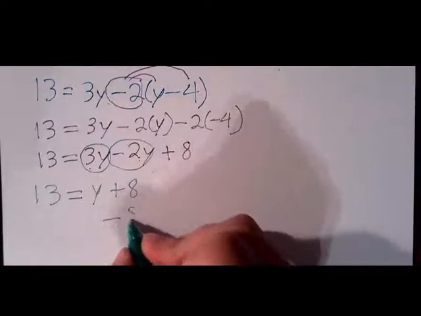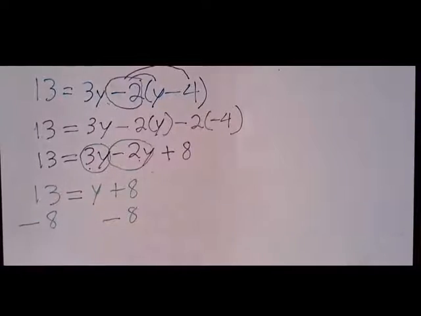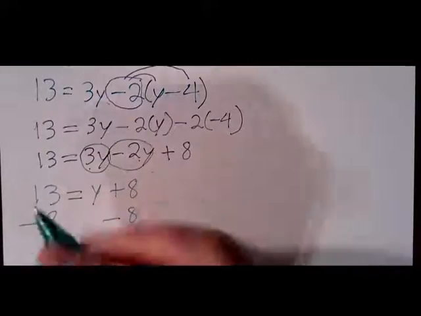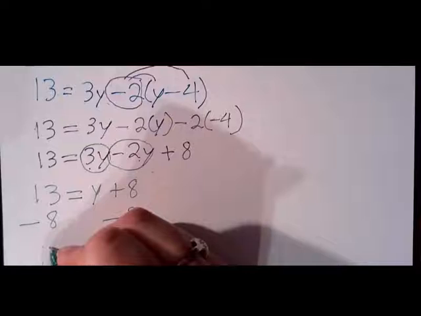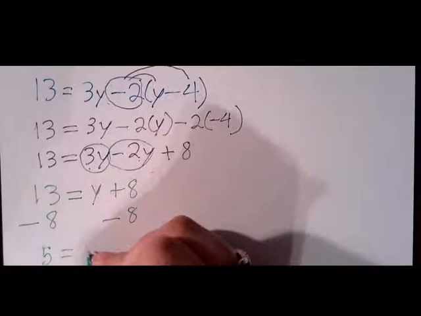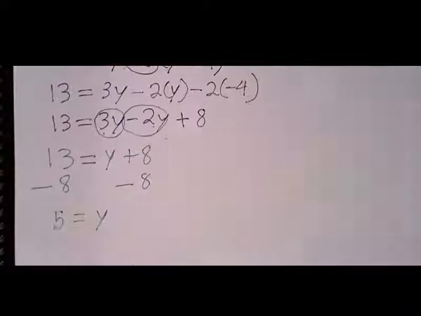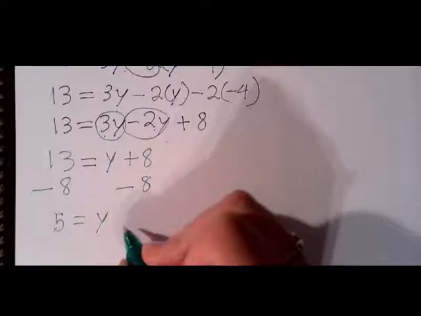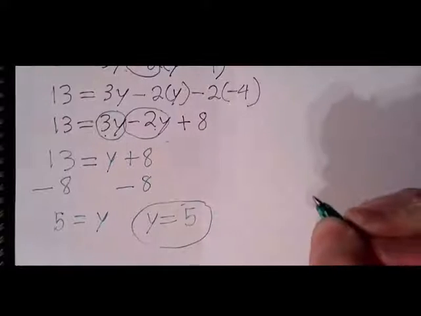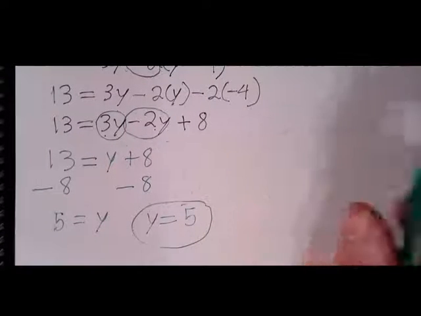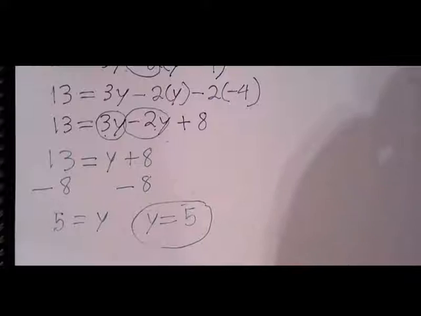From here, I'm going to subtract 8 on both sides. And I get 5 is equal to y. All right, so there you have it. Y is equal to 5. All right, so that's all for this. And there we go.